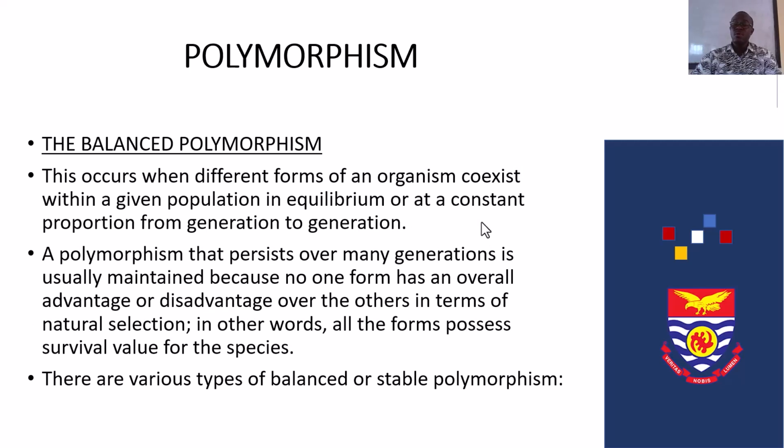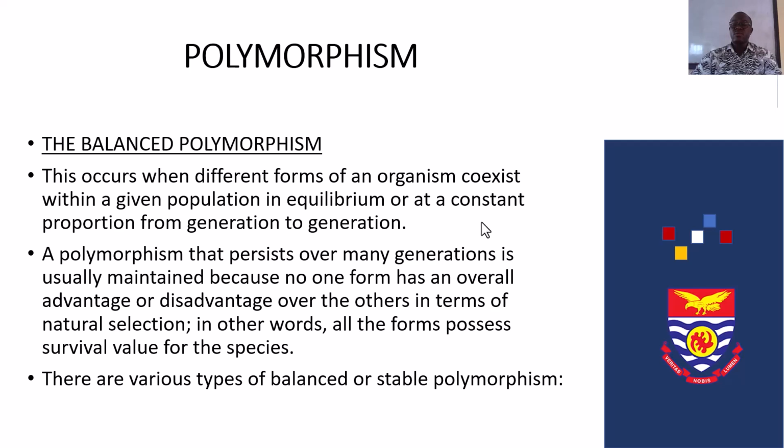Balanced polymorphism occurs when different forms of an organism coexist within a given population in equilibrium, or at a constant proportion from generation to generation. A polymorphism that persists over many generations is usually maintained because no one form has an overall advantage or disadvantage over the others in terms of natural selection. In other words, all the forms possess survival value for the species.